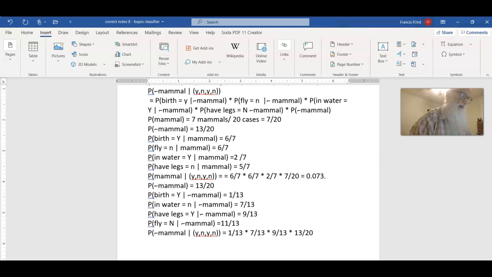Now I think I copied everything down properly. There's 11. I missed one. There's an 11/13 there. 11/13 times 11/13 plus 13/20. There should be 4 of these. They're all there, and that one. So again, I'll take this over to the Excel.